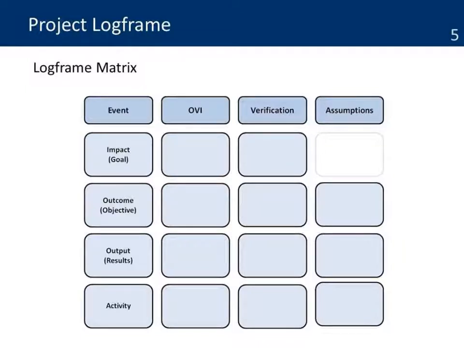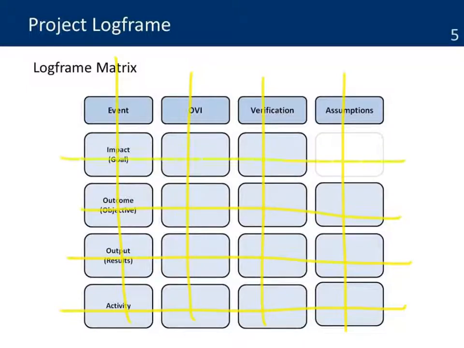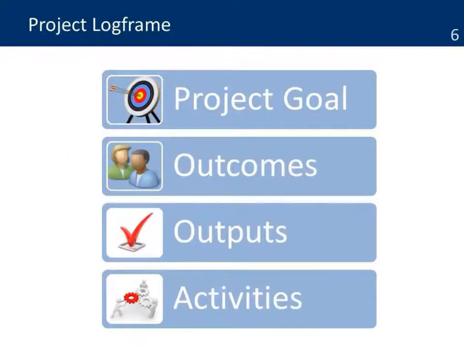The Logframe Matrix is an organization of 4 columns and 4 rows. This organization is a basic tool that helps us manage the information so that we can make good decisions about the project. The first column deals with the project goal, the outcomes, the outputs, and the activities. So it's a breaking down of the project goal into its different components.